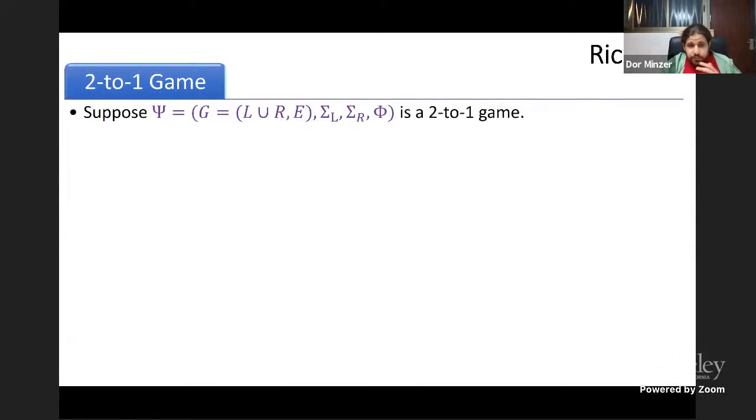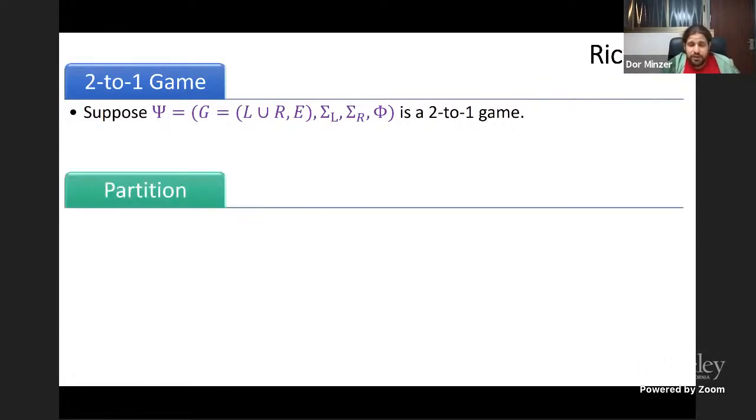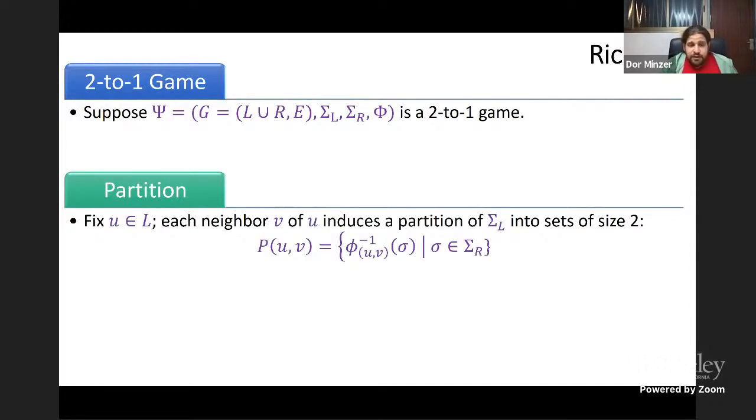So let's fix a 2-to-1 game, psi, and now I'm going to define the richness parameter. For that, first, I'm going to associate a partition of the alphabet with each vertex and a neighbor of it. Let's fix a vertex U on the side with the larger alphabet, on L. Now let's consider each neighbor V of U. I claim that the neighbor V of U naturally induces a partition of the alphabet of U. Why is that? For each symbol that V may get, there are two symbols that U may get so that the edge is satisfied. So this inverse map defines a partition of sigma L into sets of size 2. This is the partition that U and V define.